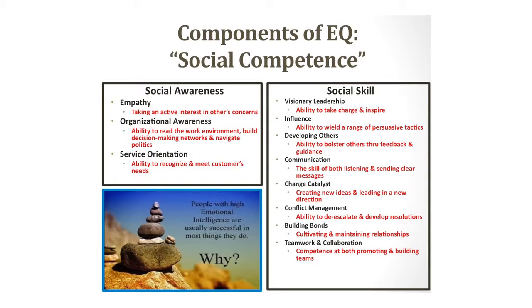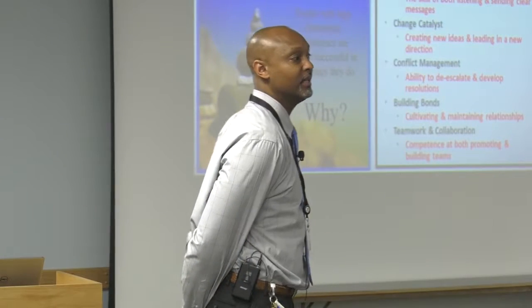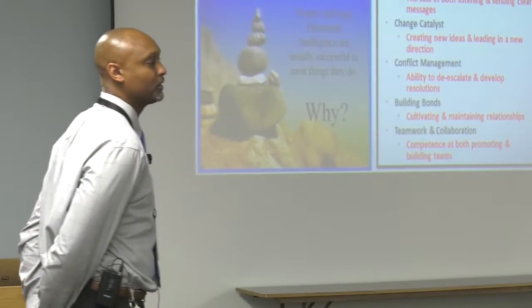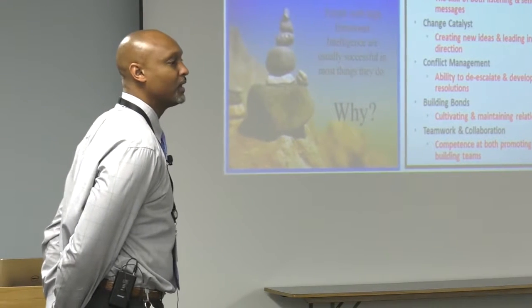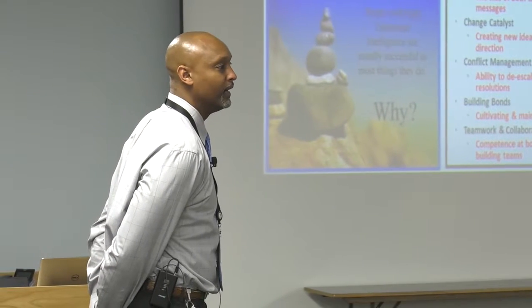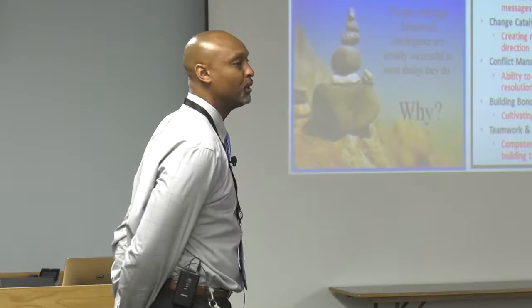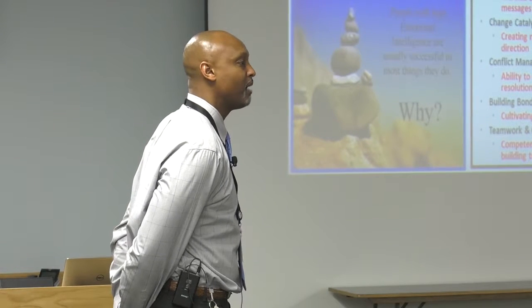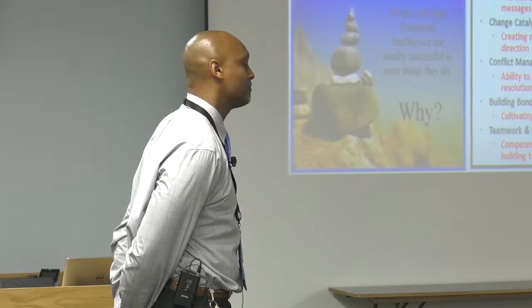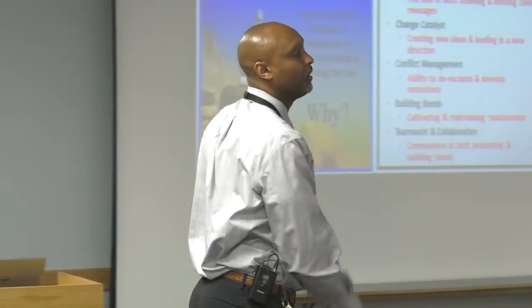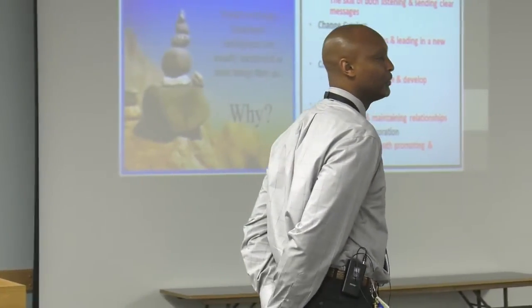Social skills: visionary leadership, influence, developing others, communication, change catalyst, conflict management, building bonds, and teamwork and collaboration. I don't want to go into all of that. That's a lot of information, but they all make sense. But some people don't get components of that. They don't communicate well. They don't handle change well. They're not strategic. They don't build bonds. It's just kind of like my way, and if it's not my way, I'm going to take my ball and I'm going to go home. It usually doesn't work well in the workplace.